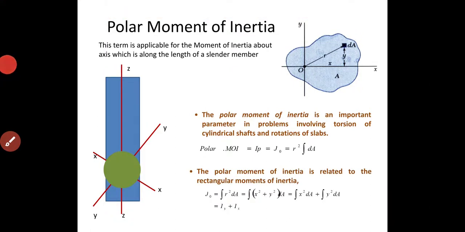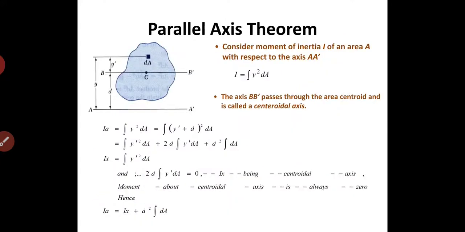So you can say that polar moment of inertia JO equals IX plus IY. Now next comes your parallel axis theorem.